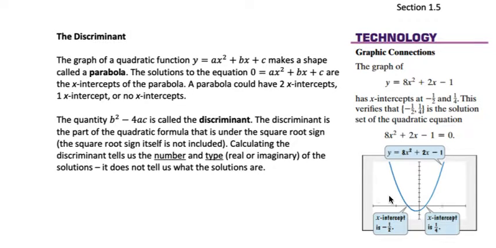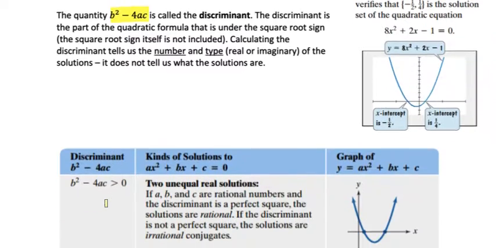So when we calculate the quantity b squared minus 4ac, this is called the discriminant, and it should look familiar to you because it's the part of the quadratic formula that is under the square root sign. We don't include the square root sign itself. And this is not a solution method because it doesn't tell us what the solutions are. It just tells us some information about the solutions. So we're going to look at this table.